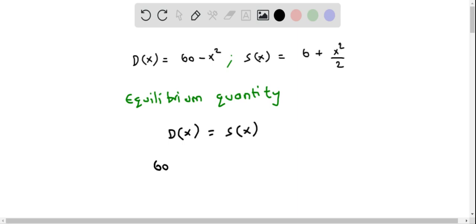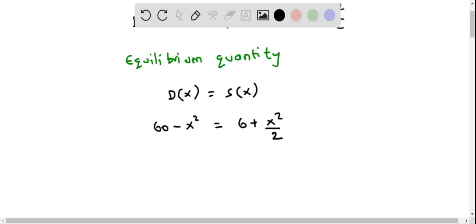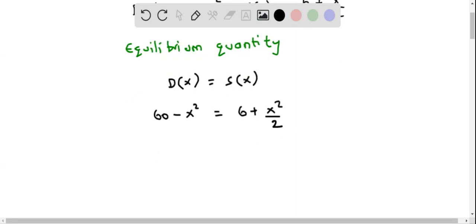So therefore, we substitute the demand function, which is 60 minus x squared, equals the supply function, that is 6 plus x squared divided by 2. We solve for the quantity x from this equation. I subtract 6 from both sides and add x squared on both sides. So this will be 60 minus 6 equals x squared plus x squared by 2. 60 minus 6 equals 54, and this equals x squared plus half of x squared, which is 3 halves x squared.